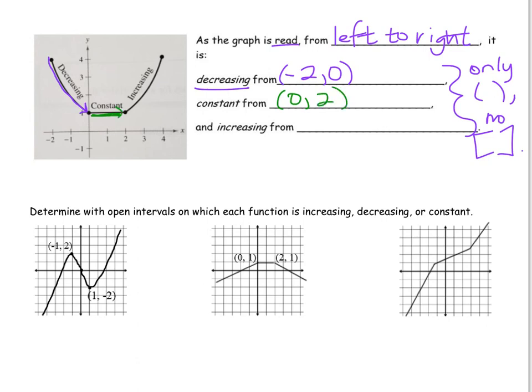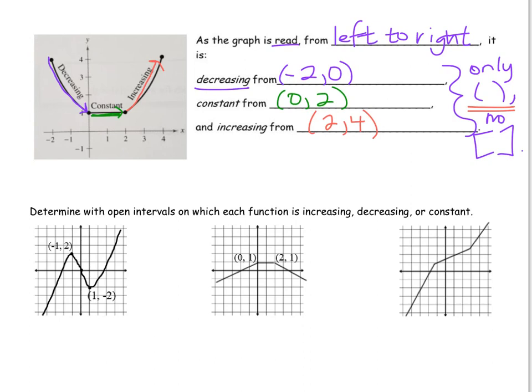And then the graph kind of curves up, but that would be considered increasing. So from left to right, the graph increases. And that would be on the x-axis starting at 2 and ending at 4. And again, only use parentheses to describe increasing, decreasing, and constant behavior.